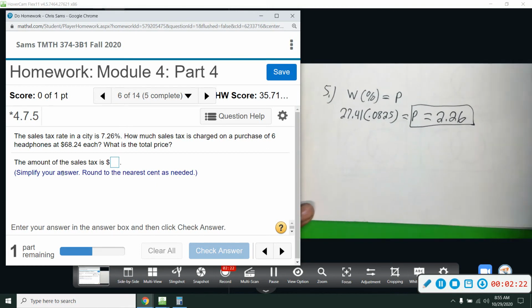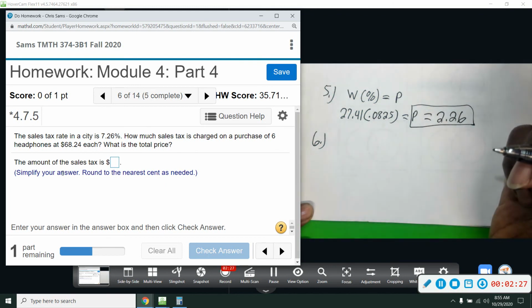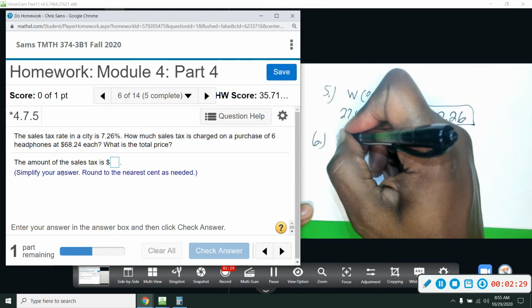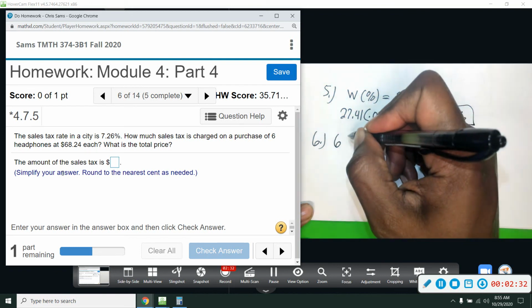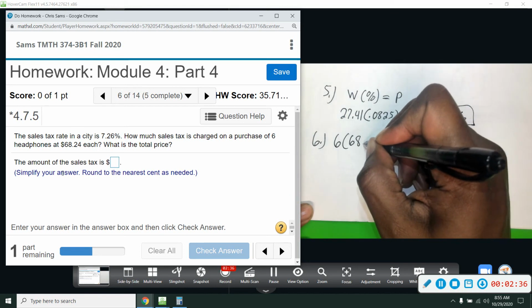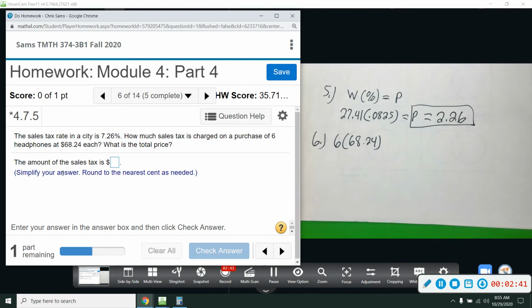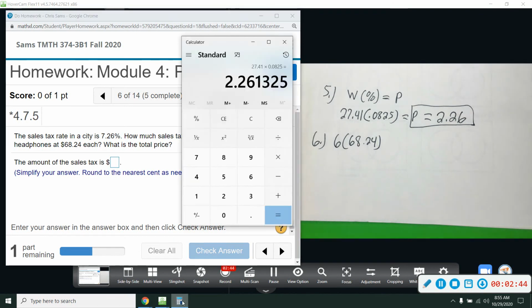So in this case, we have a couple steps. So we have 6 headphones at $68.24 each. So we need to figure out that total. Let's find out how much we paid for the headphones first. That will give us the cost of the headphones, that is. 68.24 times 6, so $409.44.